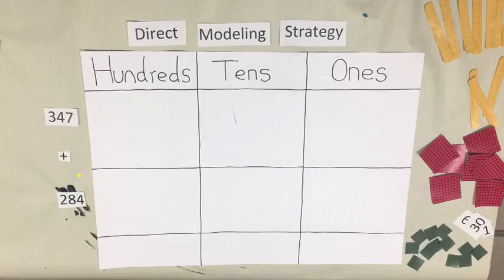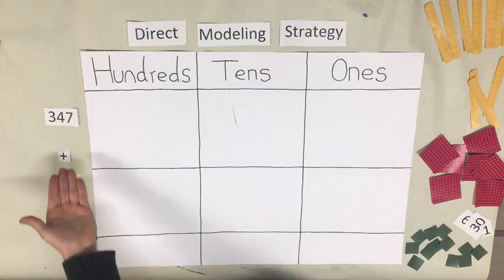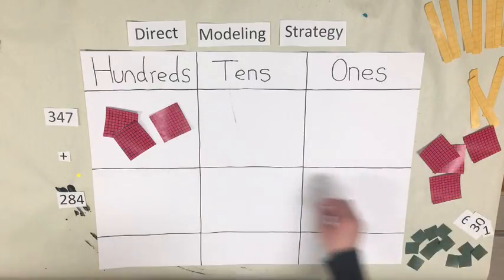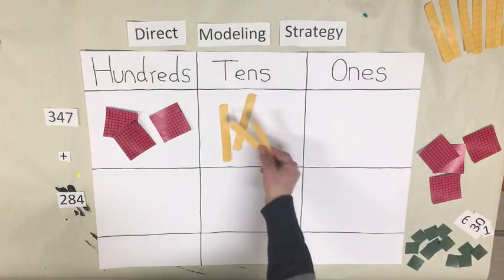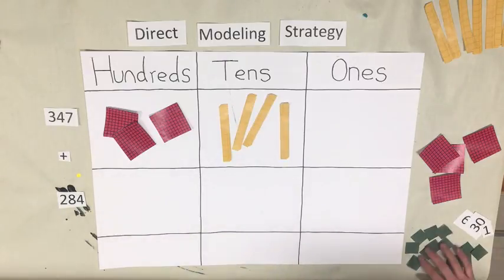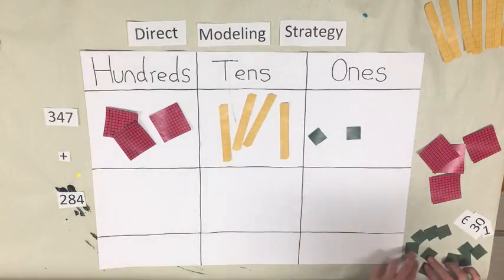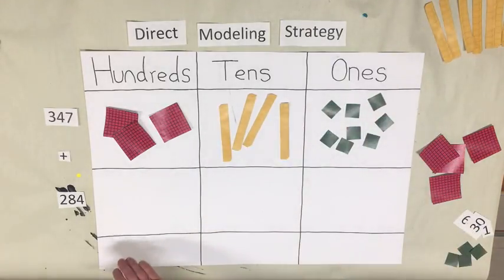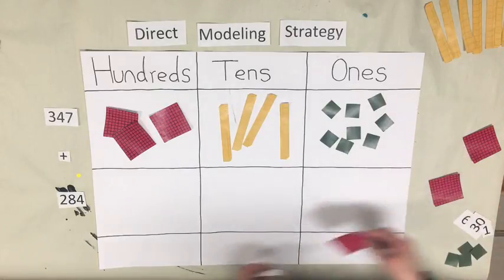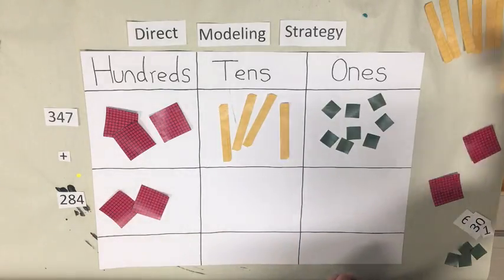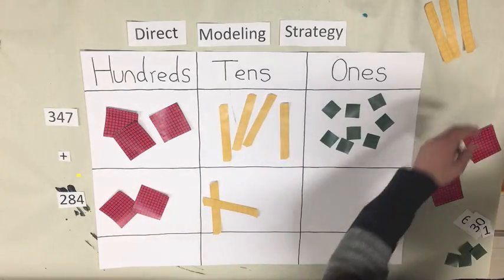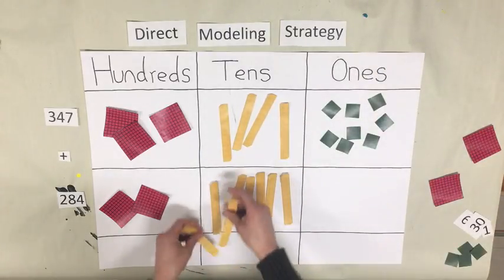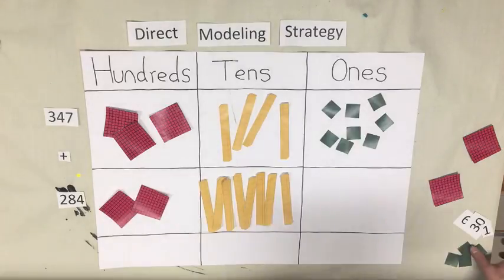Now we're going to build our numbers using our base 10 blocks. First we'll start with 347. So that is 3 100s. That is 4 10s. And that is 7 1s. Now we're going to build 284. That's 2 100s. That's 8 10s. And 4 1s.